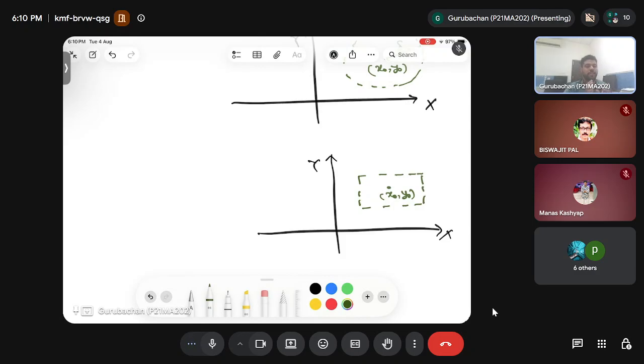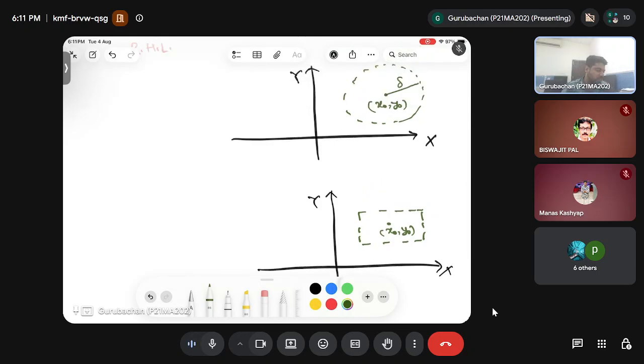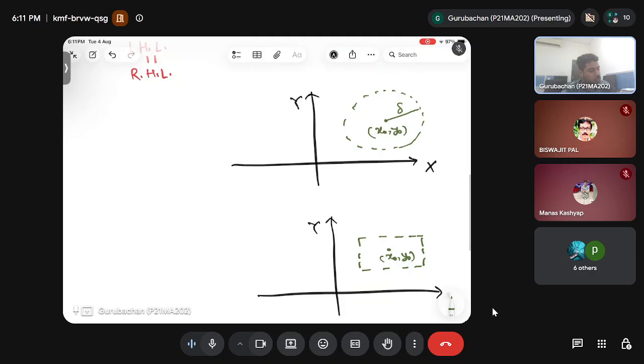Just we need to take any neighborhood around this x naught, y naught. It can be in the form of a circle or it can be in the form of a square. Preferably, usually we take a circular neighborhood. So this neighborhood is like this. I am talking about, again I am saying, deleted neighborhood. So radius delta greater than 0.